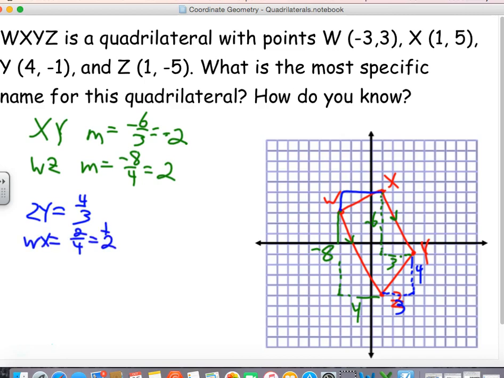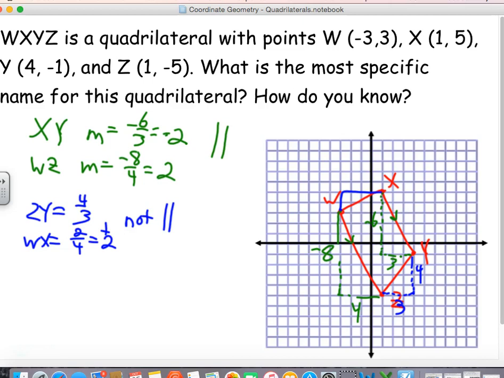That reduces to 1/2. Okay, so that's good because these two are not parallel. So not parallel. And of course these are parallel. So we know we don't have a parallelogram, we've got a trapezoid, but is it an isosceles trapezoid or not? So to determine if it's isosceles, we need to know the distance of the two sides that are not parallel, because if they're the same distance, it's isosceles. If they're not, it's just a regular trapezoid.